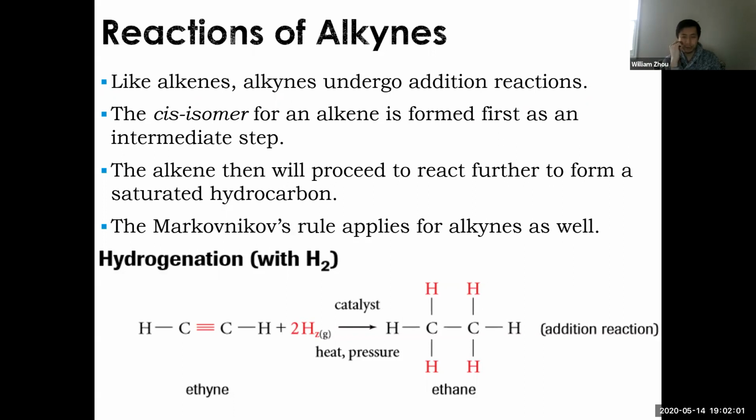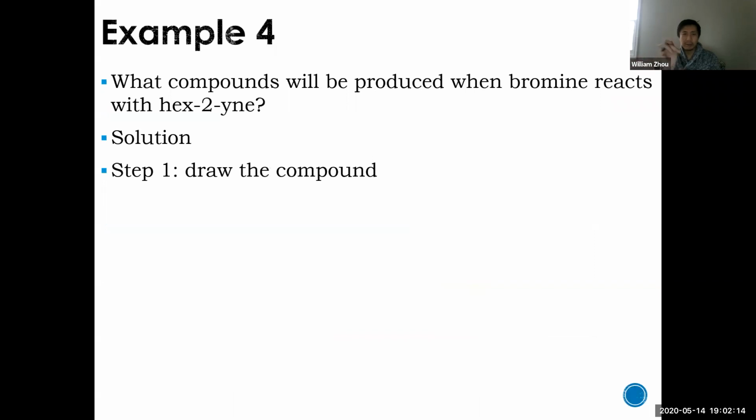And if you are reacting with something that's not H2, let's say HCl, then you have to decide which one gets the hydrogen and which one gets the chlorine. Nothing changes from reactions of double bonds. So let's do this one. What compounds will be produced? Well, compound or compounds, it could be one, when bromine reacts with hex-2-yne. You have to draw hex-2-yne first, then use your drawing to predict the product, draw the product, and then you're done. So go ahead and attempt this one. You have to draw the intermediate, the alkene, as well as the final product, the alkane. Okay, 2 minutes, please.